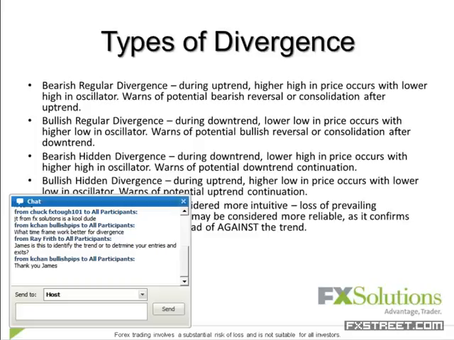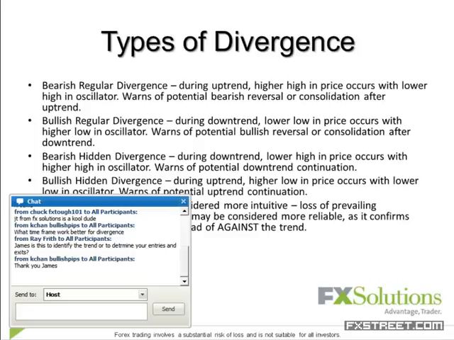Okay, Ray, James, is this to identify the trend or determine your entries and exits? Both. Okay, both. Ray, that's a great question. Are divergences to identify the trend or to determine your entries and exits? They're really both, but what divergences excel at doing are showing you the direction, okay, showing you potential trends or changes in trends.